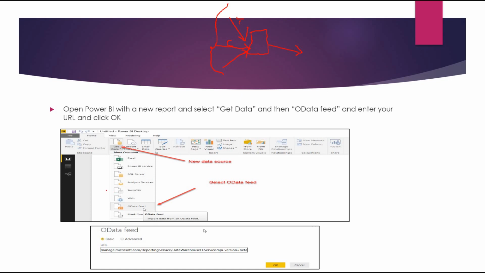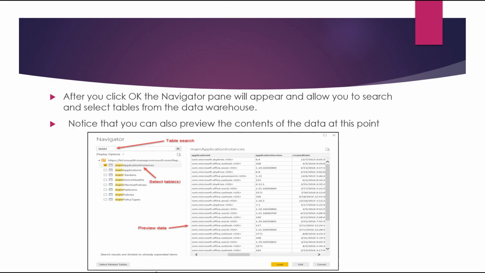Over here you can see we have the ability to provide data from a text file or from an Excel. We are not going to do that. We are going to click on OData feed. Once we click on it, it asks us for the URL, and this is where we provide the data warehouse URL for our tenant. Each tenant has its own Intune data warehouse URL. We provide that, click OK, and then it loads all the tables from our tenant.